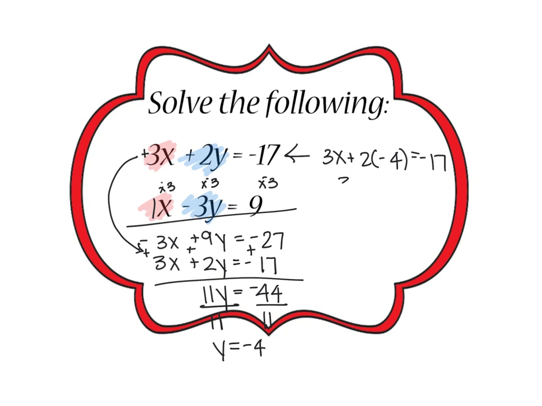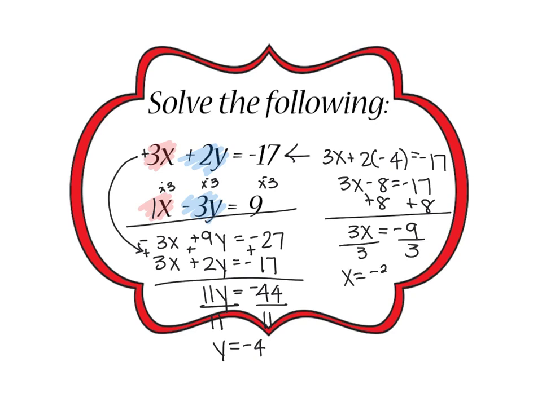And so that would get me 3x minus 8 equals negative 17. I would add 8 to both sides. 3x equals negative 9. I divide by 3. X equals negative 3. And so this solution is negative 3, negative 4.